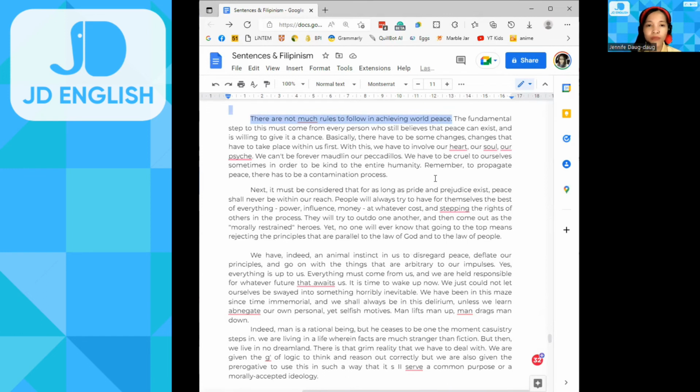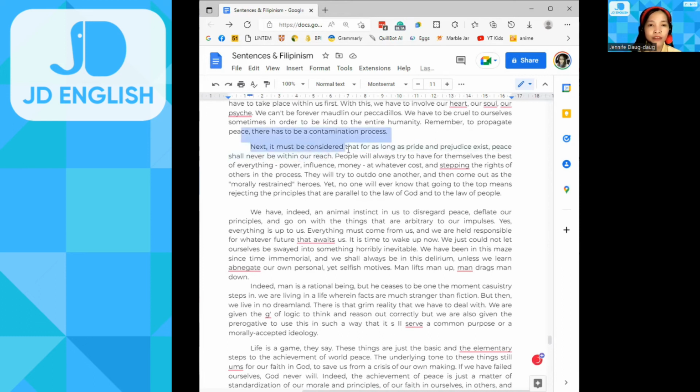We can't be forever modeling our peccadillos. We have to be cruel to ourselves sometimes in order to be kind to the entire humanity. Remember, to propagate peace, there has to be a contamination process.